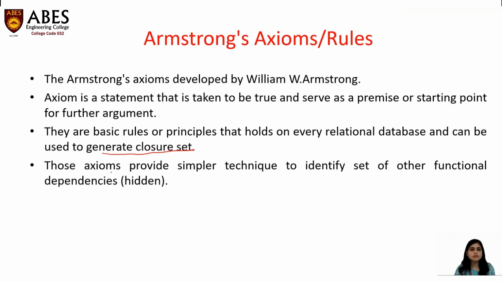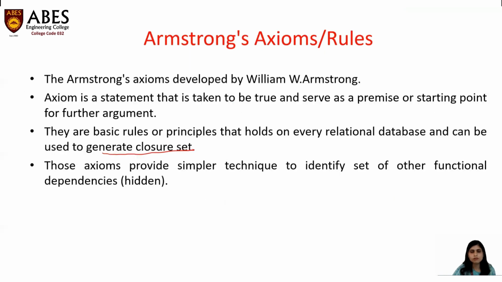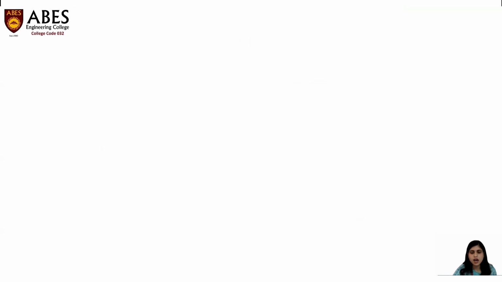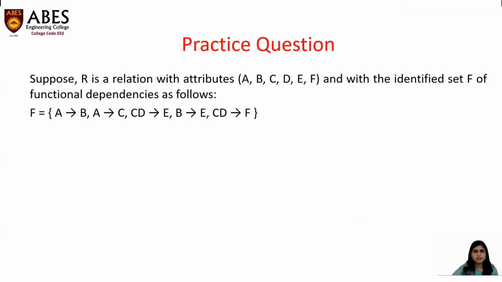Okay, so earlier, see this point I've written here, that these axiom rules can also provide a technique to identify a set of functional dependencies that are hidden, that is, not given in the relational schema. So with the help of these rules, we can also find the hidden functional dependencies. How can we do so? Let's check this practice question and see how we can determine the hidden dependencies which are not given in the relational schema.